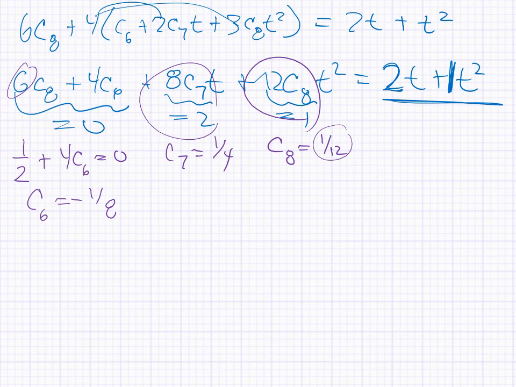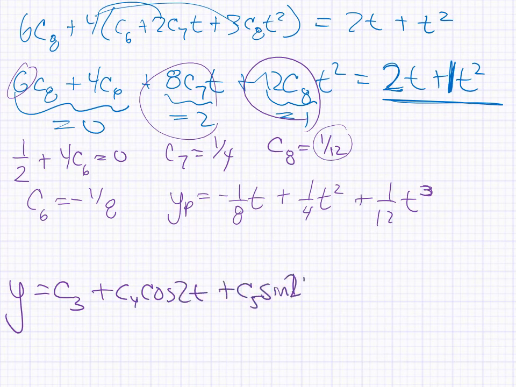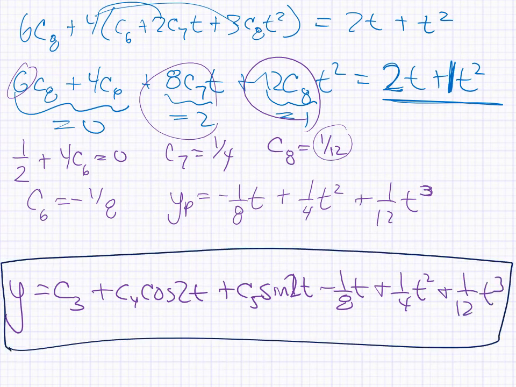So that's going to get me my y sub p, which, if you remember, was going to be minus 1/8 t plus 1/4 t squared plus 1/12 t cubed. So then y, being y sub c plus y sub p, would be c3 plus c4 cosine 2t plus c5 sine 2t minus 1/8 t plus 1/4 t squared plus 1/12 t cubed. So there's your y. Okay.